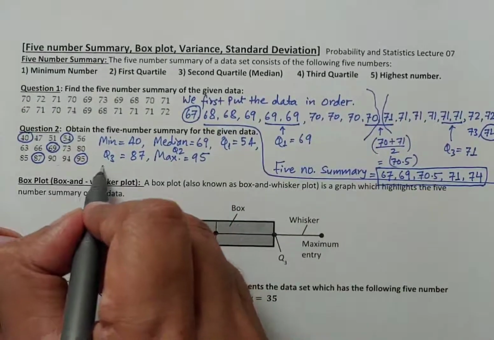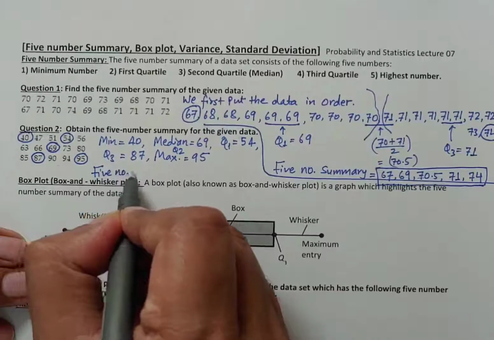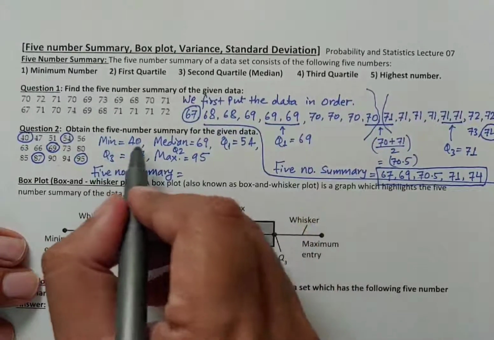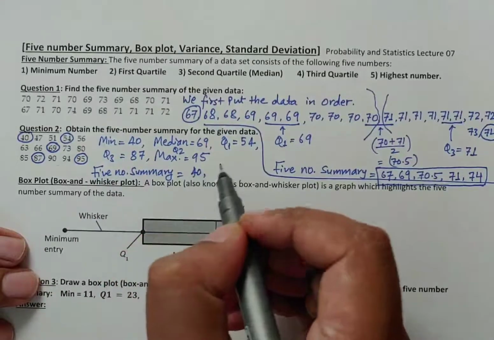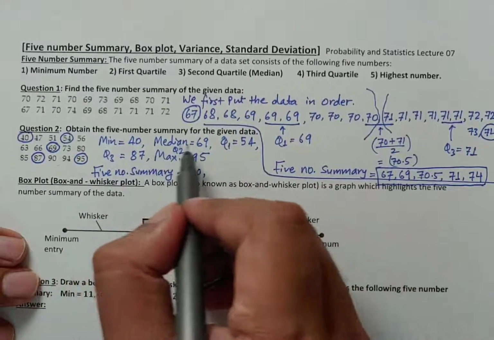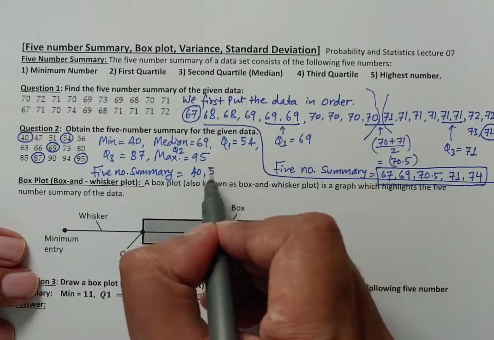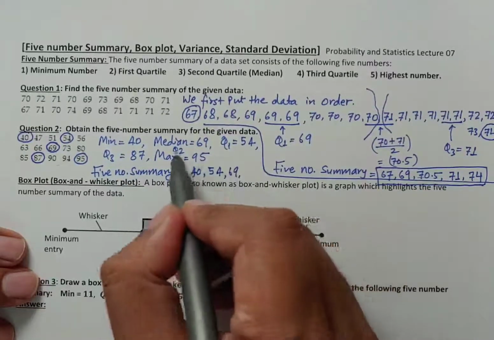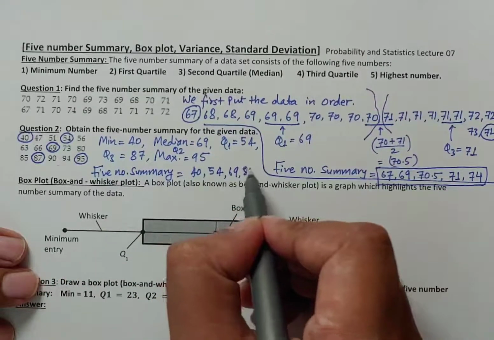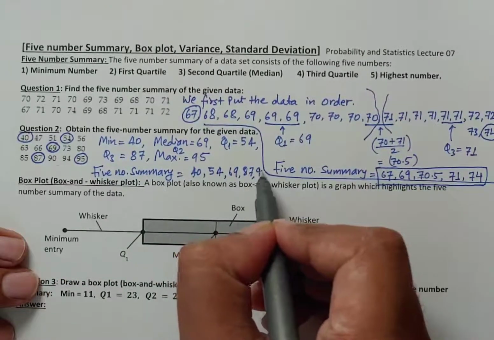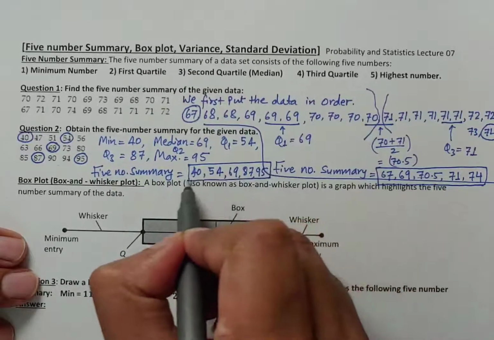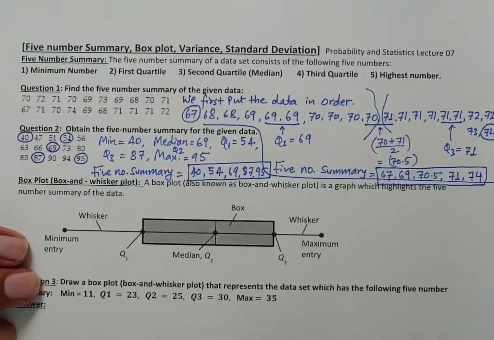So the 5 number summary has to be first the minimum number 40, comma, and then the Q1, right? So Q1 is 54, and then 69 Q2, and then 87 and 95. Okay, so this is the 5 number summary for this data.